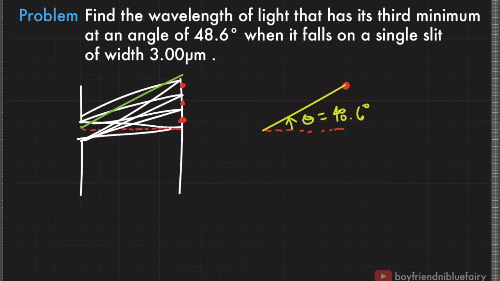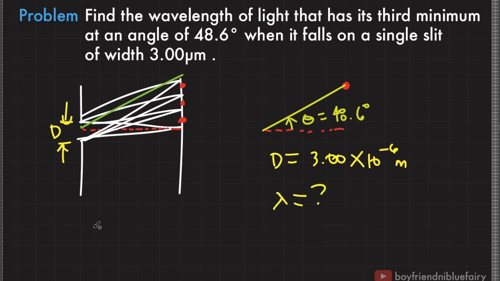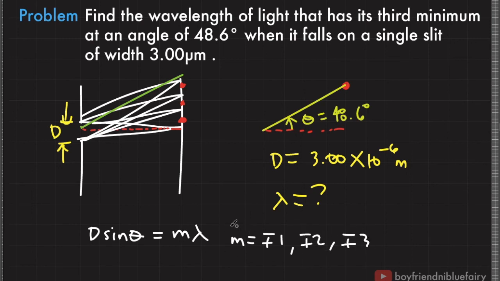And the width of the slit is D. Based on the given, capital D is equal to 3.00 micrometers. We are asked to find the wavelength. Recall that the condition for destructive interference is that the path difference should be equal to an integer multiple of the wavelength, where m here is equal to plus or minus 1, plus or minus 2, plus or minus 3, because m equals 0 will actually result in constructive interference. That's why m is limited to plus or minus 1, plus or minus 2, and so on.